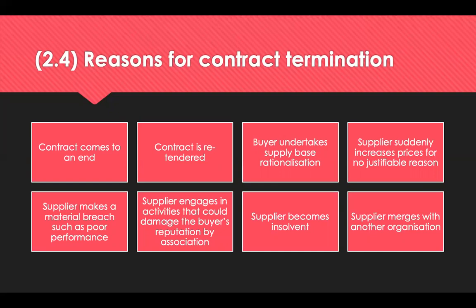It could be because the supplier's activities damage the reputation of the buyer by association. Like if you're breaching human rights through the use of child labour, and that's uncovered, you may decide that you don't want to be associated with them. Could be that the supplier becomes insolvent, which again could be classed as a material breach. That would enable the buyer to formally end the relationship and seek an alternative supplier.